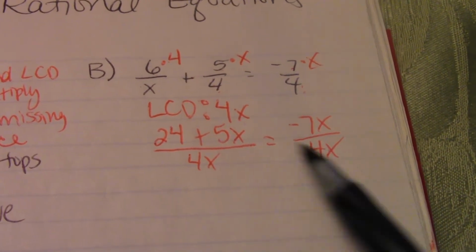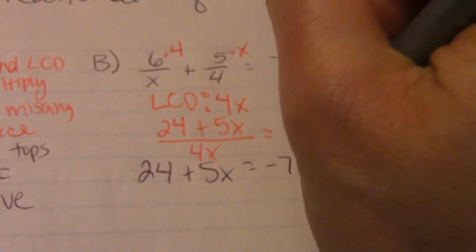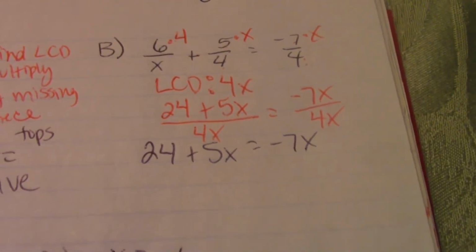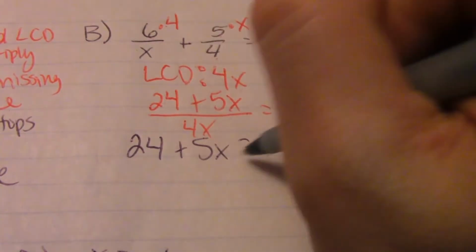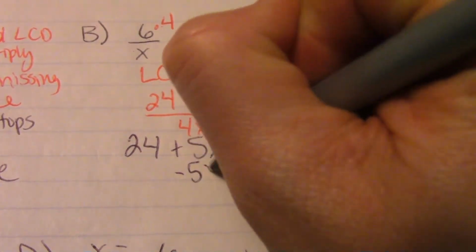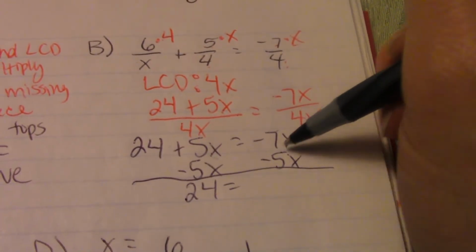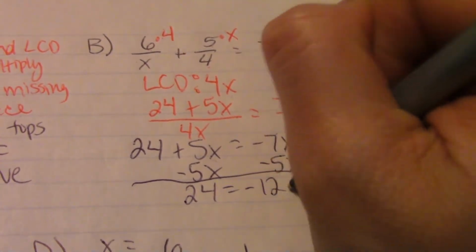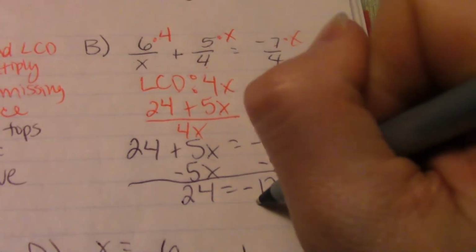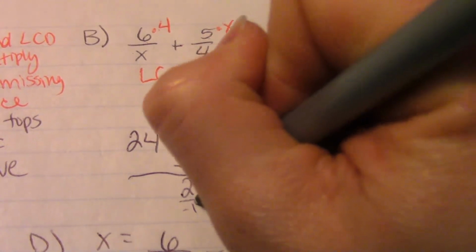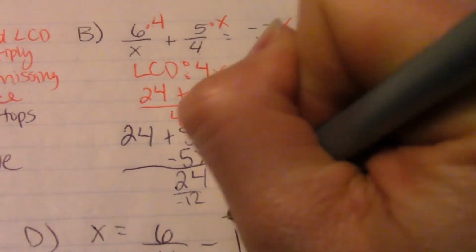My two bottoms are the same, denominators are the same, so I'm going to set the tops. The numerators equal 24 plus 5x equals negative 7x. And solve for x. So I'm going to move this 5x over here because they both have an x and the 24 doesn't. So 24 equals negative 7x minus 5x, which is negative 12x. I need to divide by my negative 12. So x equals negative 2.